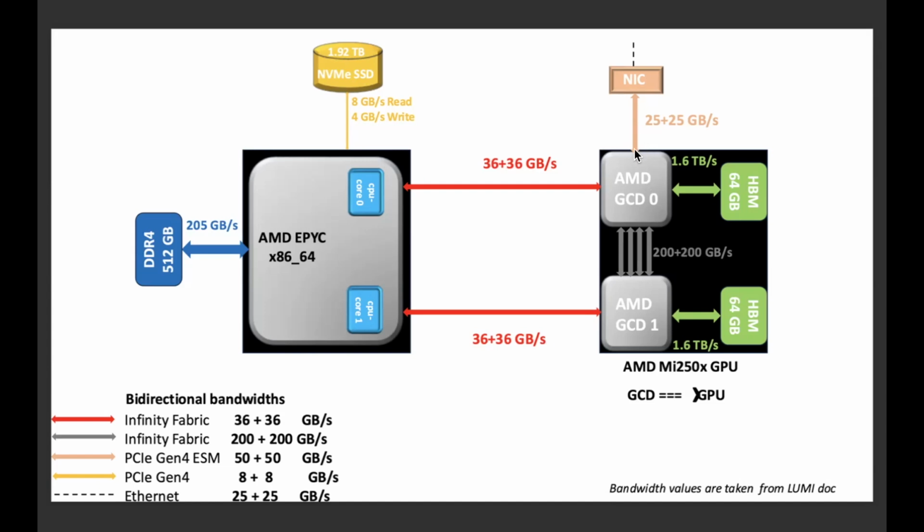And you have the network between the GPU and the network interface card. This is 50 gigabytes per second in two directions. And you get here the storage. You can see that reading and writing is very slow. So given these numbers, you can see that 5 gigabytes per second is really slow.